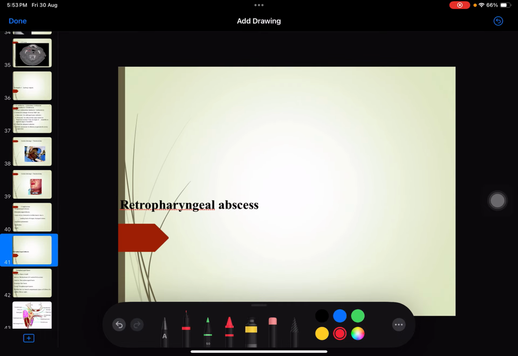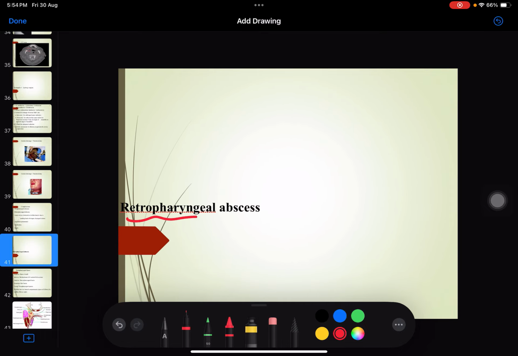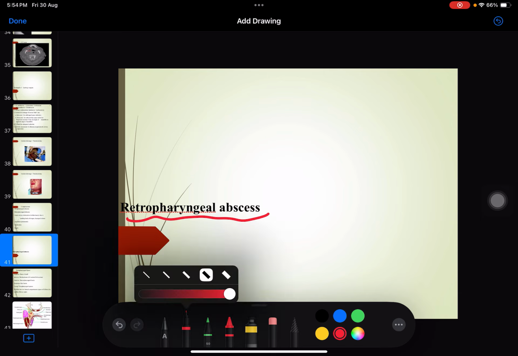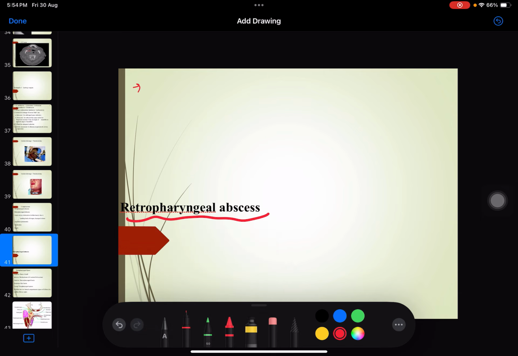Okay, good afternoon everyone. So we'll be learning about retropharyngeal abscess. Let's talk from the slides. Let's talk certain points about retropharyngeal abscess, and then we'll move on to the different slides. Retropharyngeal abscess is of two types. It can be either acute or chronic.